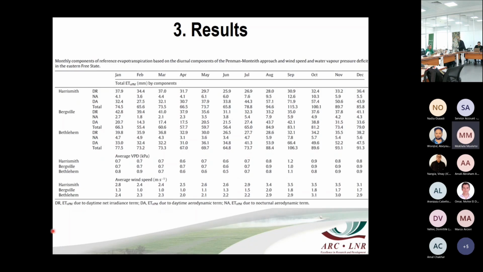When we aggregate the data on a monthly basis, you can see more or less the same picture, whereby we have high total evapotranspiration during the spring months, due to the fact that the winds are higher and the temperature is increasing during that particular time. Also relative humidity is relatively low at that time. This is shown in these three stations.